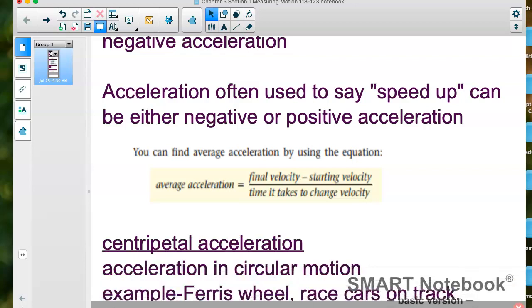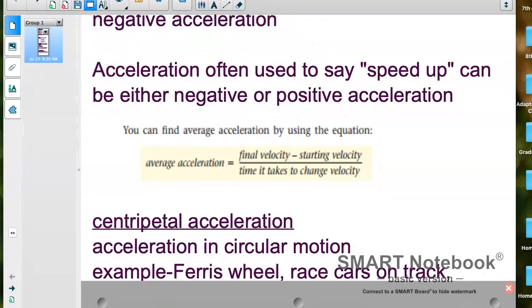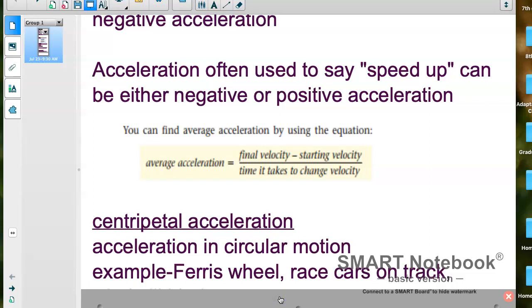And the final thing we want to talk about is what we call centripetal acceleration. So this would be acceleration in a circular motion. So for example, race cars on a track or a Ferris wheel would have centripetal or circular acceleration. So that's the final part that we want to talk about today related to measuring motion.